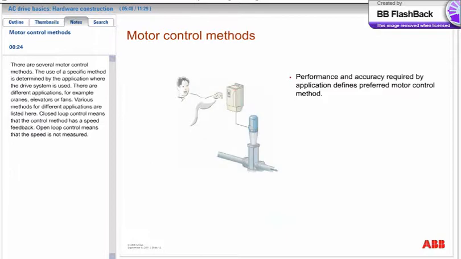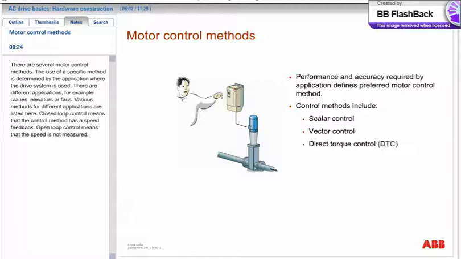There are several motor control methods. The use of a specific method is determined by the application where the drive system is used. There are different applications, for example, cranes, elevators, or fans. Various methods for different applications are listed here. Closed-loop control means that the control method has a speed feedback. Open-loop control means that the speed is not measured.